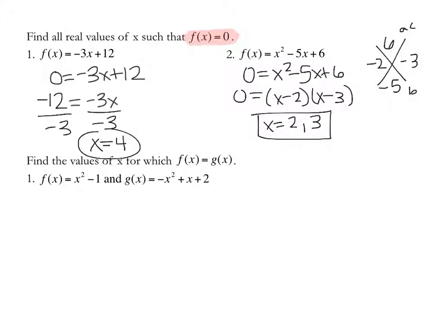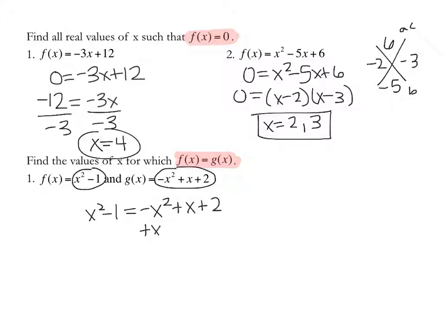The last one, the directions are different. You just have to follow what it says. Find the values of x for which f of x is equal to g of x. So they gave us two functions, but we literally just want to take these two functions and set them equal to each other. So it's just x squared minus 1 equal to -x squared plus x plus 2. And then we've got to use our algebra. We want to get the x squareds together. So I'd add the x squared to the other side. We get 2x squared minus 1 equals x plus 2.